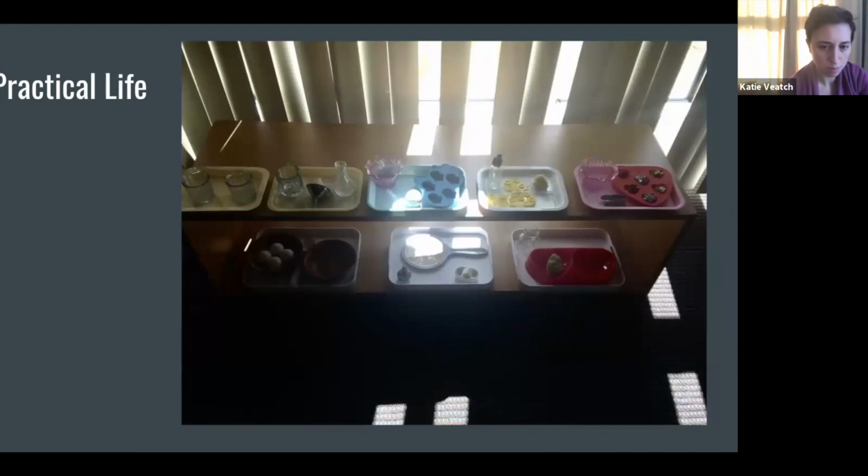Sorry for the dark picture. This is from my training. I wanted to take a picture of this shelf. This is just a lot of simple stuff. Water transfer, spoon transfer on the bottom there. There's a mirror polishing work in the middle on the bottom shelf. It's a little tiny sponge and a little spray bottle, a beautiful spray bottle.